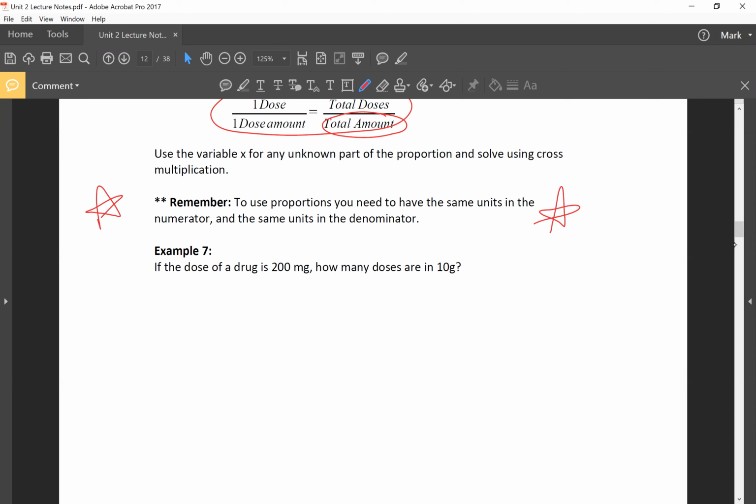Okay, so example number 7. I'm going to give you guys some time today to do some of these, by the way. So example number 7 says, if the dose of a drug is 200 milligrams, how many doses are in 10 grams? So this one's pretty easy. Well, kind of. If the dose of a drug is 200 milligrams, how many doses are in 10 grams?